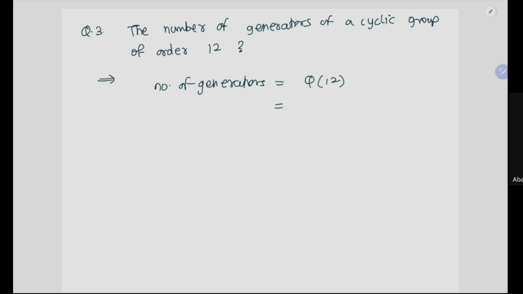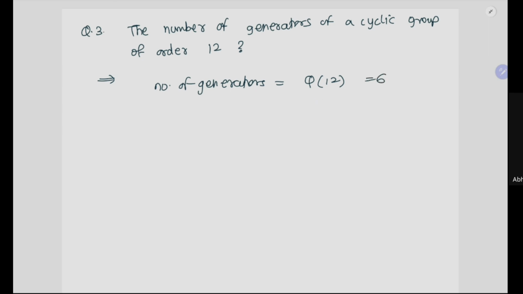Ma'am, phi of 3 into phi of 4. Okay, then 3 minus 1 into 4 minus 1. No, sorry. 4 will be written as 2 square, I guess. Okay, Ma'am, so phi of 12 is 6.